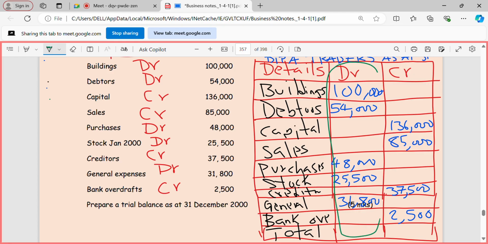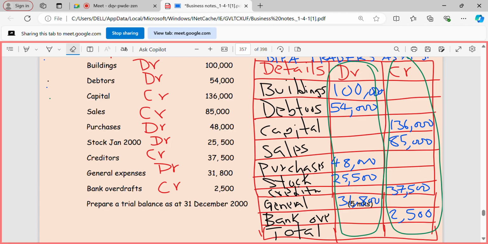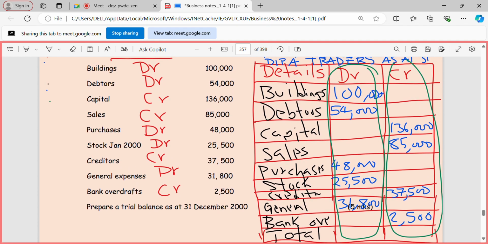Purchases, you need to debit, that is 48k. Stock, you need to debit, that is 25k 500. Creditors, you need to credit 37,500. Expenses, you need to debit, it is 31,800. Bank overdrafts, you need to credit, that is 2,500.